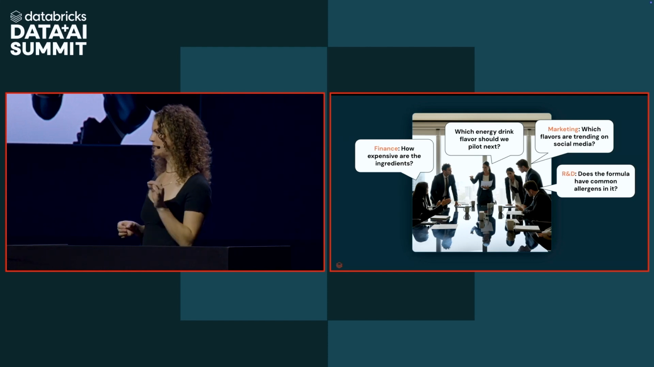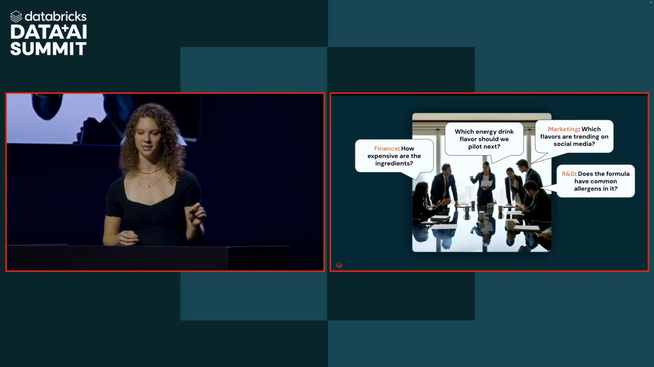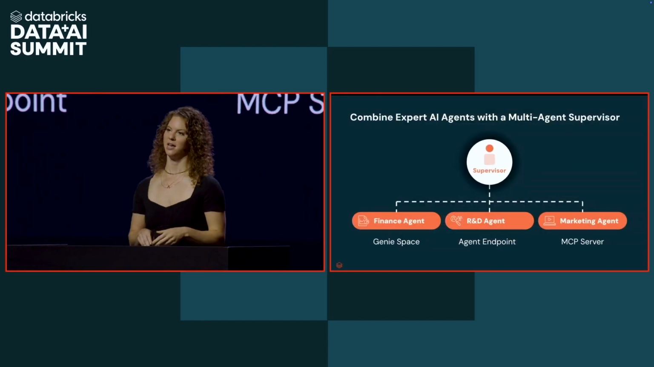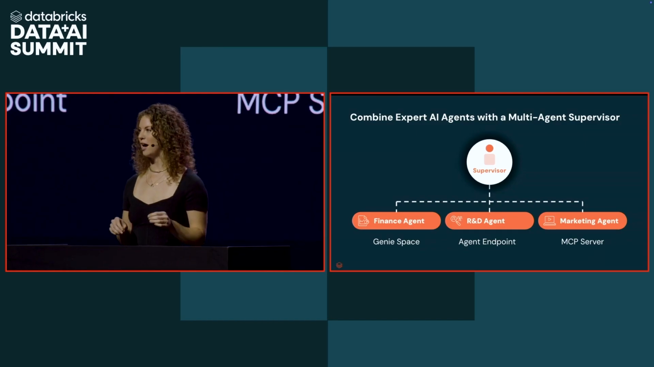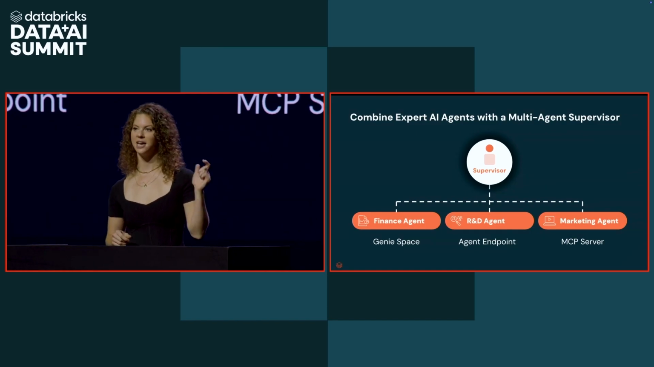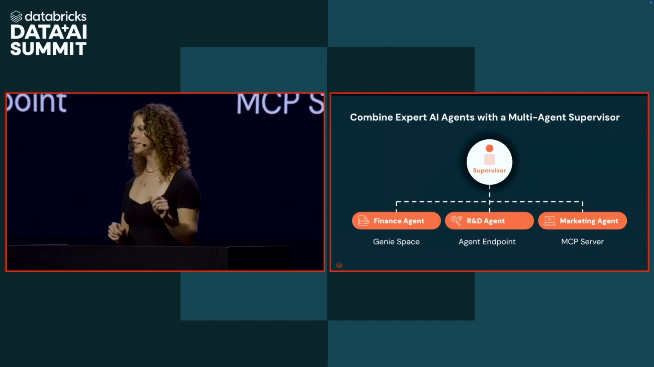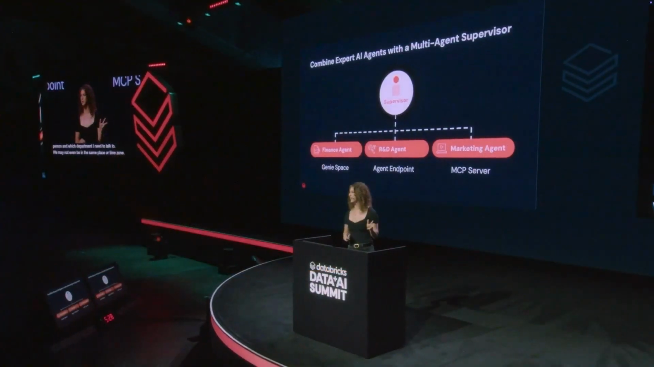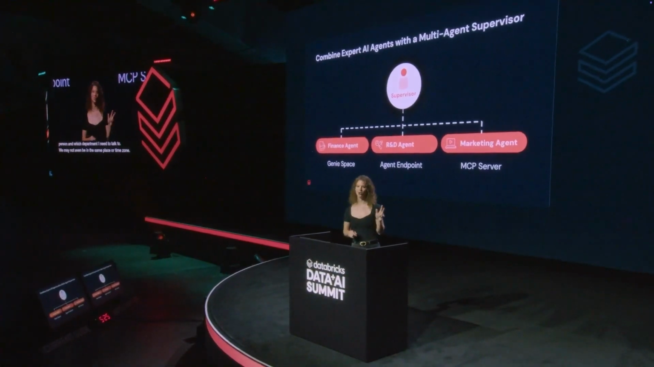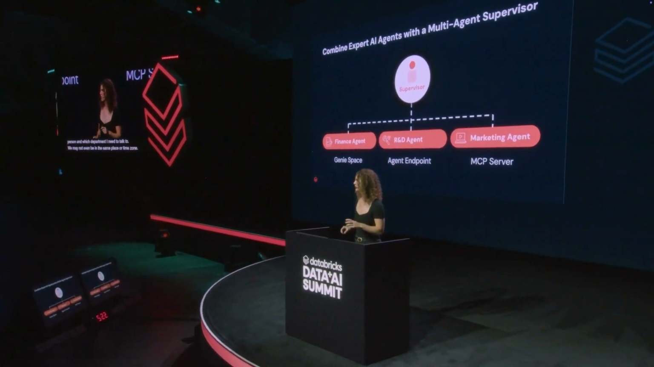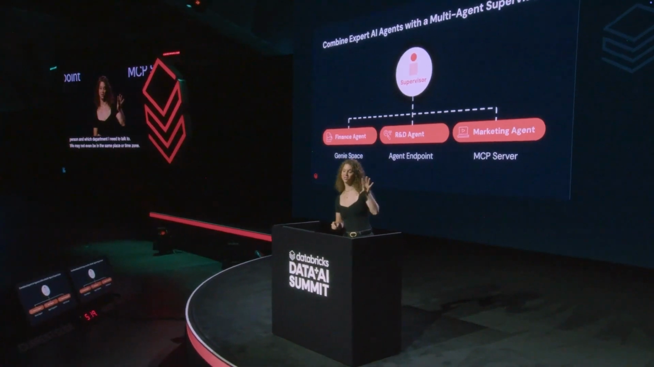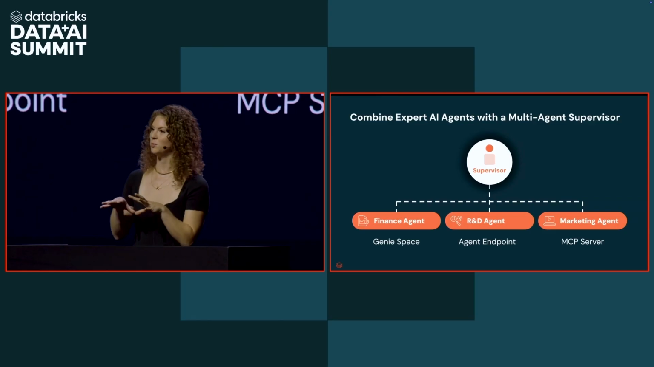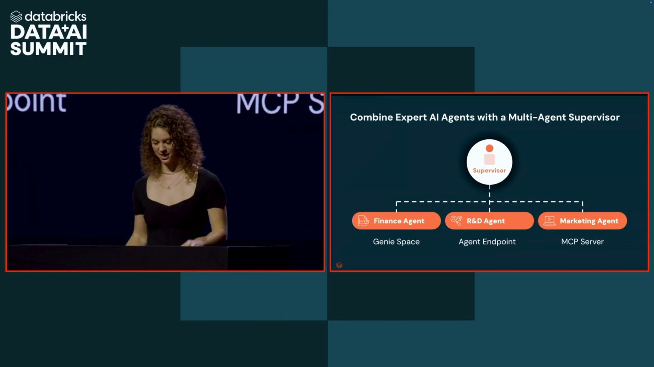But what if each of these departments had their own expert agent? And that's where Databricks' multi-agent supervisor comes into play. Databricks' multi-agent supervisor is going to allow you to orchestrate together Genie spaces, agent endpoints, and MCP servers. This means you can ask complex questions across your structured data, your unstructured data, as well as any tools that you have in order to answer complex questions. So let's go take that R&D agent that we just built and combine it with other expert agents across our departments, put it together in a supervisor, and then use that to answer our CEO's question.